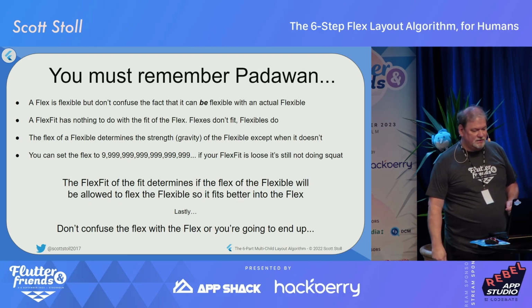Okay. You can set the flex to 99 kajillion. If it is loose, it's going to be ignored. The FlexFit of the Flexible determines if the flex of the Flexible will be allowed to flex the Flexible so that it fits into the better of the flex. Okay, boy, I'm losing speed here.